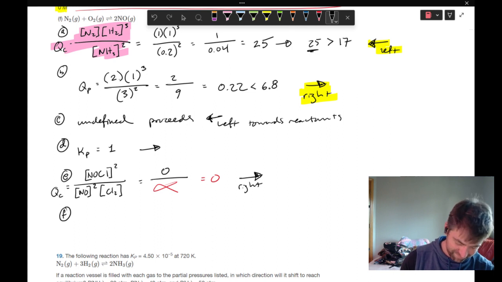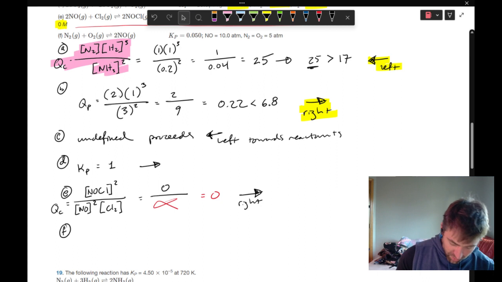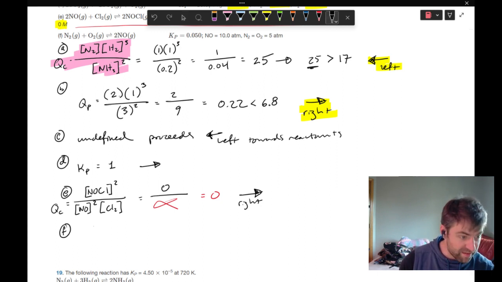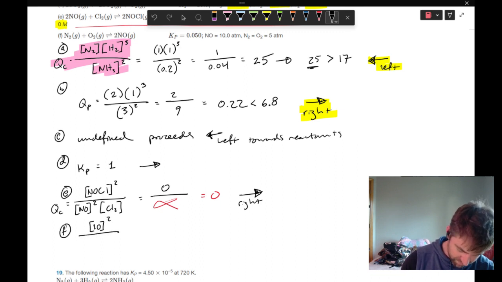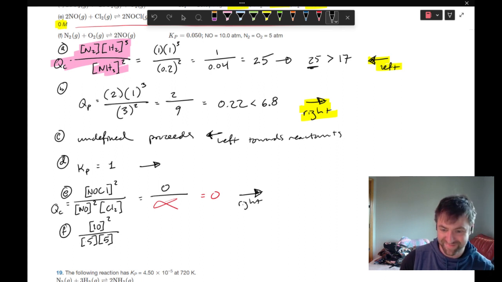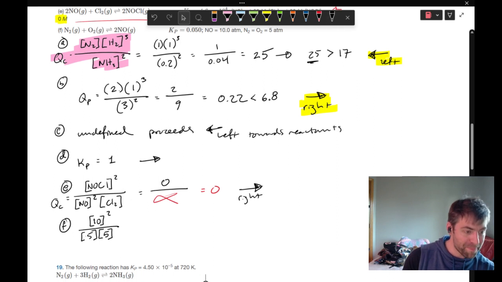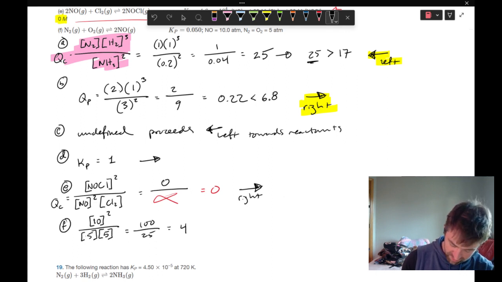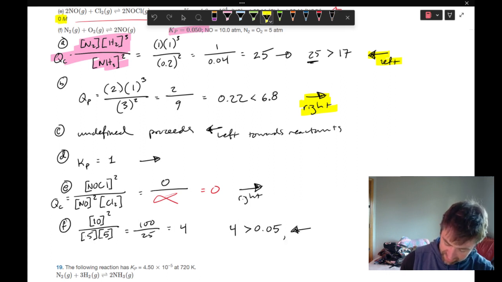One more just for good measure. We're given pressures again, products over reactants. Our product is 10. There's two of them in our balanced equation. And we're given the nitrogen pressure is equal to the oxygen pressure equals 5 atmospheres. There's two of them. Make sure you include them both. 10 squared is 100, 5 squared is 25, 100 divided by 25 is 4. Now we need to look at our KP. 4 is indeed greater than 0.05. The reaction proceeds to the left, towards the reactant side.